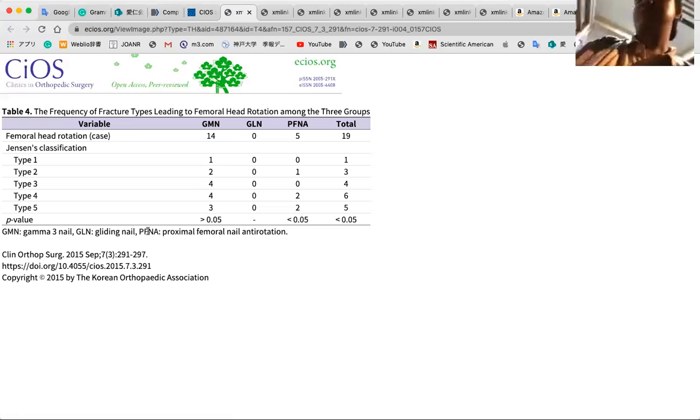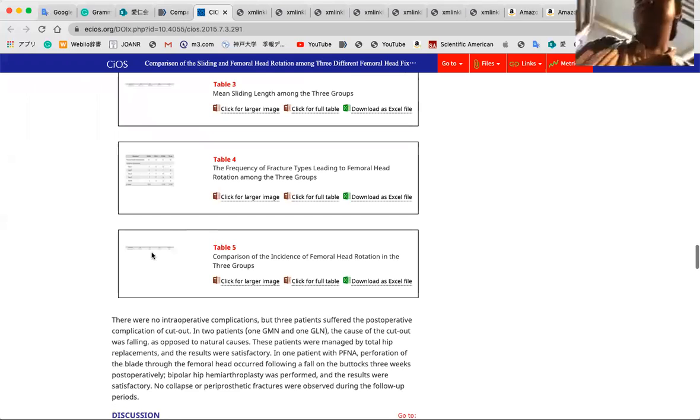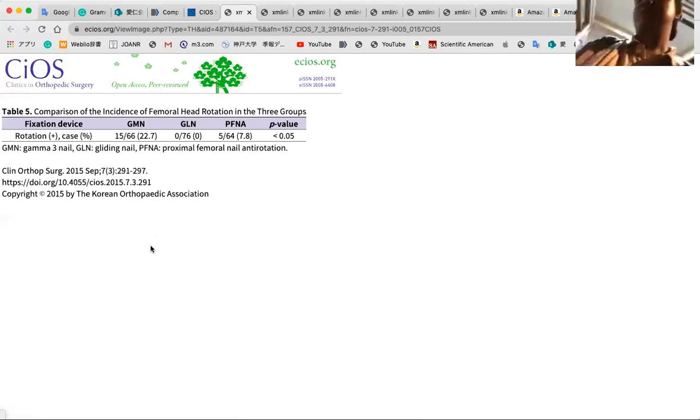Then this is, I'm sorry, this is the same as the previous one. Now this is a rotation case. In the gamma nail, femoral head rotation is very frequent, but with gliding nails, there is no case. There is no case of femoral head rotation in the gliding nail cases.